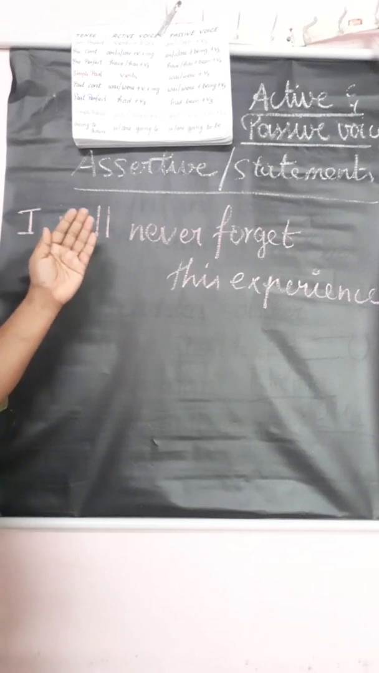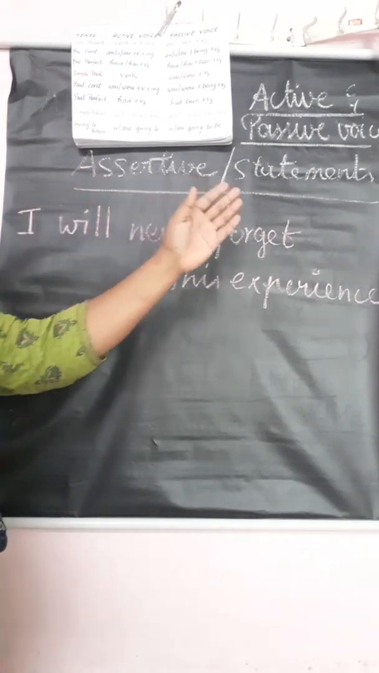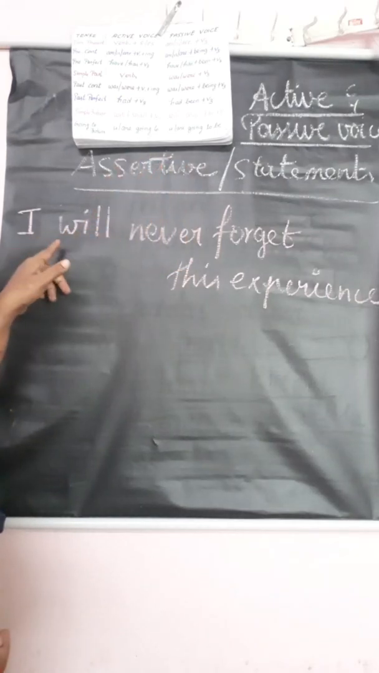And today everything goes under this active and passive combination. That is, they also come under this type. So first, today I am going to explain a few examples with the assertive statements. Assertive and statement both mean the same. First example, active to passive.